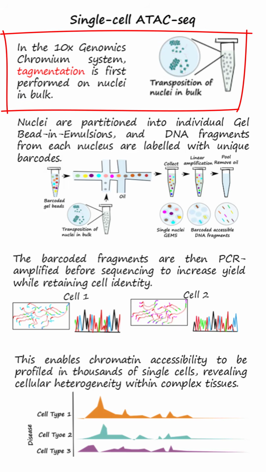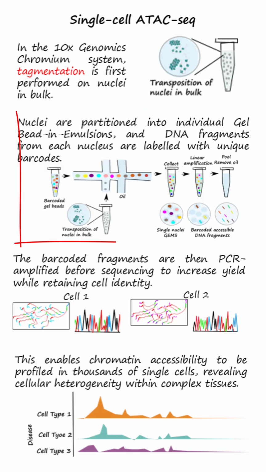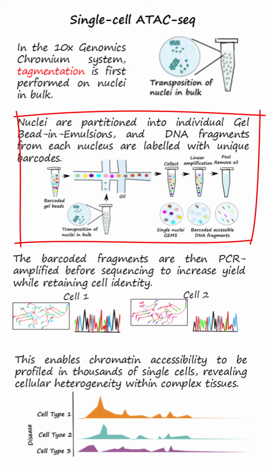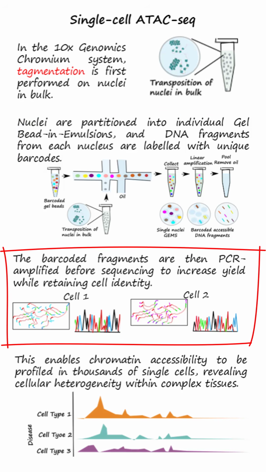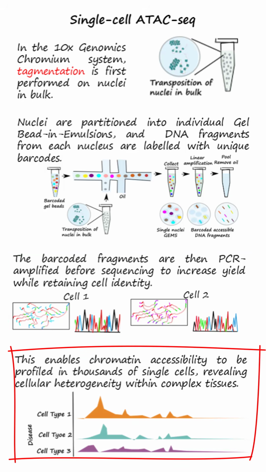In this approach, tagmentation is first performed on nuclei in bulk, after which nuclei are partitioned into individual gel bead-in emulsions, GEMs. Within each GEM, DNA fragments are labeled with unique barcodes specific to each nucleus. The barcoded fragments are then PCR amplified before sequencing, increasing yield while preserving cell identity. This enables chromatin accessibility to be profiled in thousands of single cells, revealing cellular heterogeneity within complex tissues.